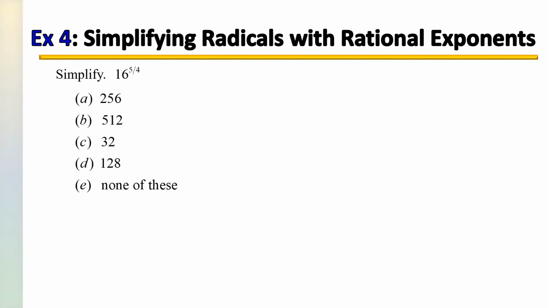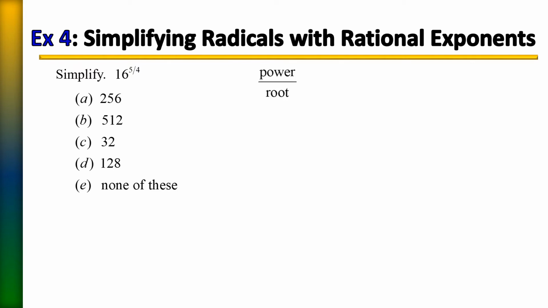In this example, we're going to simplify a radical that has a rational exponent. Anytime your base of your number has a fraction for its exponent, you can rewrite that as a radical. Underneath the radical symbol, you're going to have your big number, your base of 16. In terms of the fraction, remember what their meanings are. The top of the fraction stands for the power. The bottom of the fraction always stands for the root.